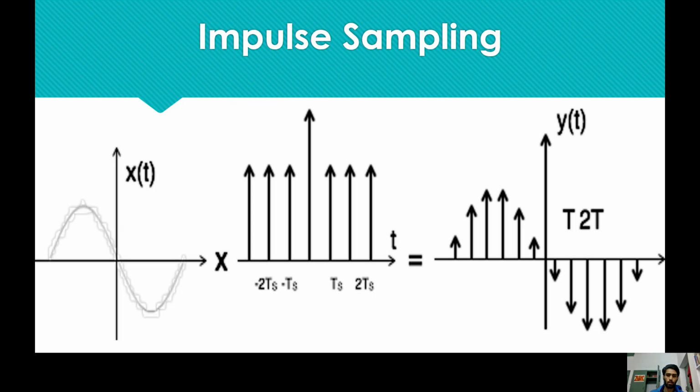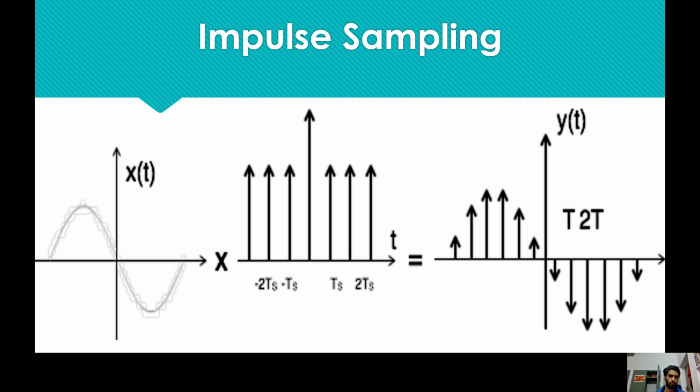This is also known as perfect sampling, but it is not done practically because we can't obtain a perfect impulse signal, and also the width of the impulse signal should be equal to 0, which, as you can see, it is, but in the practical world we do not have impulse signals with zero width.